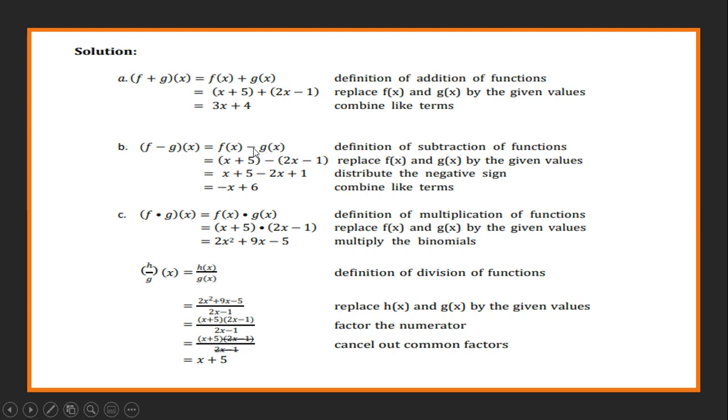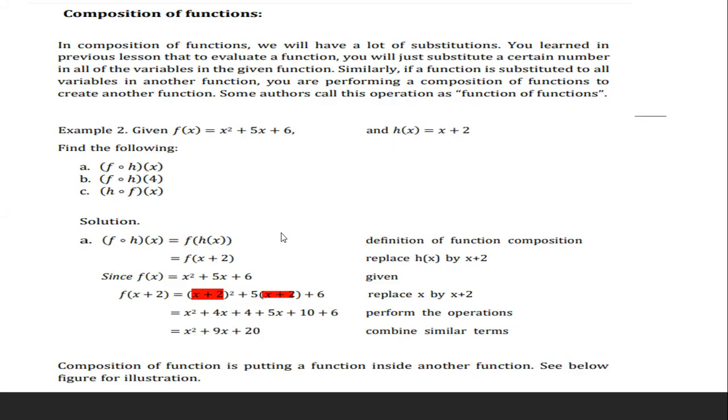Anong nangyari kay minus, kay subtraction? So, negative, di ba? Nasa loob ng parenthesis si 2x minus 1, magiging negative 2x plus 1. Then, combine like terms. Multiplication, kapag meron kang two binomials, ang usually na ginagamit niyo is the FOIL method. Or pwede rin kayong mag-long method, which is the vertical method. Then, division, magpo-factor tayo, which is you have to cancel out common factors. Sometimes, hindi na factor yung given, so leave it as is.